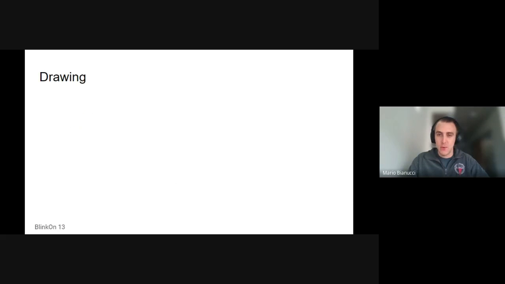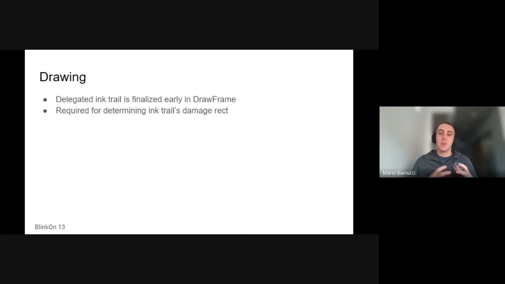This all happens in the GPU process. So the very beginning of drawing, very important, is to finalize a delegated ink trail very early. This is critical because in order to actually know what the ink trail is going to damage on the screen, we have to finalize the trail so that we can know which points we're actually going to use, any predicted points that we're able to create, the width of the trail, and all of that. So we have to finalize it early so we know what the damage rect of the ink trail will be.